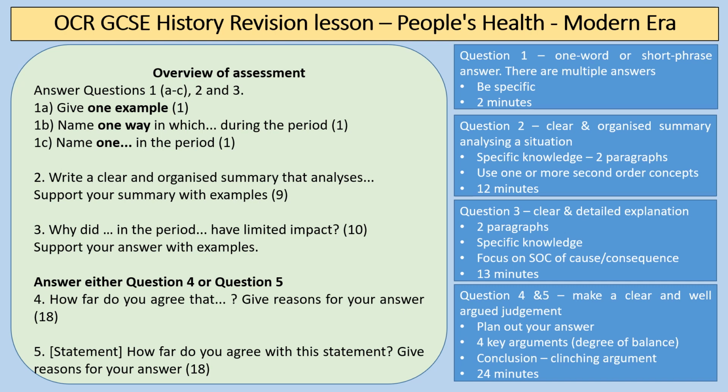Question 3 is a why or what was the impact question, focused on cause and consequence. Again, you need 2 detailed paragraphs for that question. And then question 4 or 5 is how far do you agree question. So you need your 4 key arguments with a degree of balance and then your clinching argument in your conclusion.